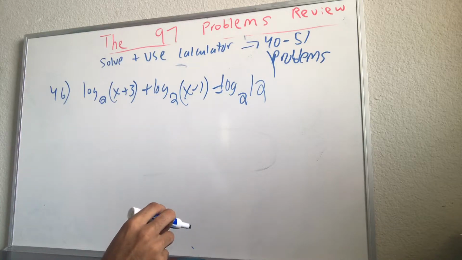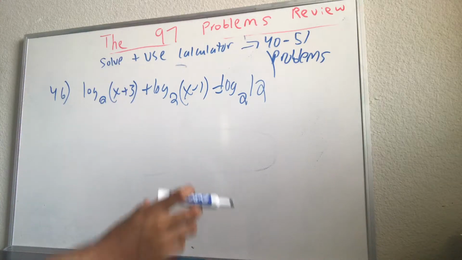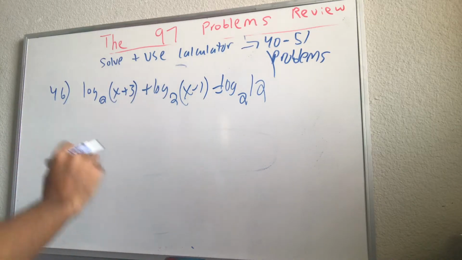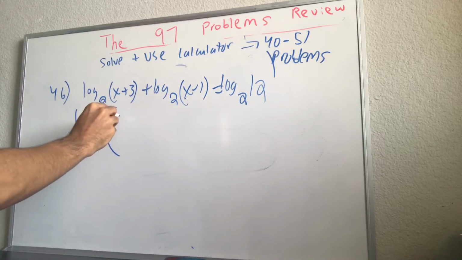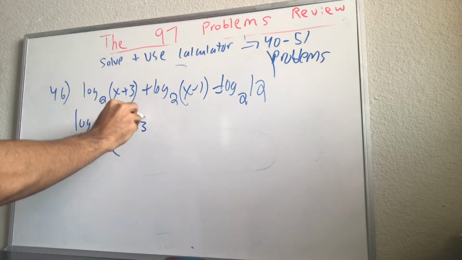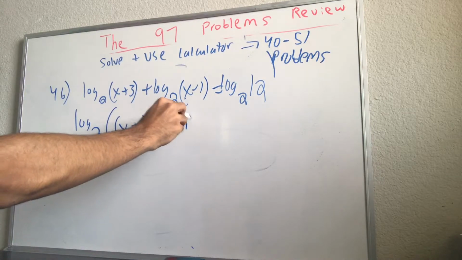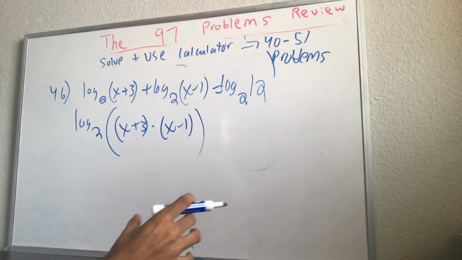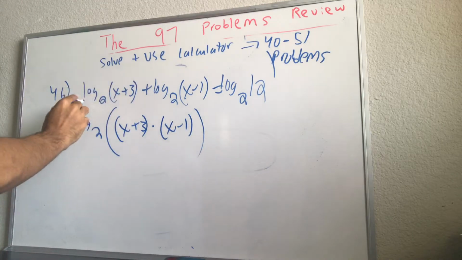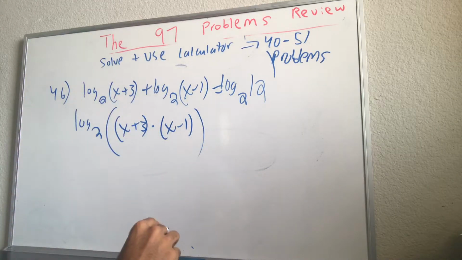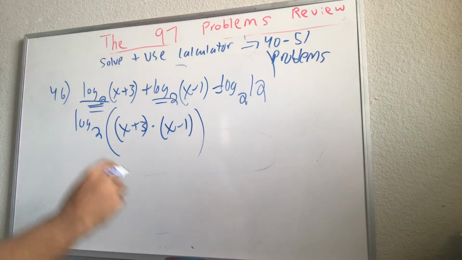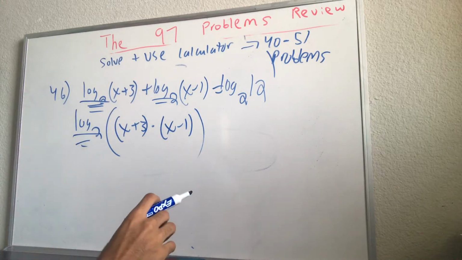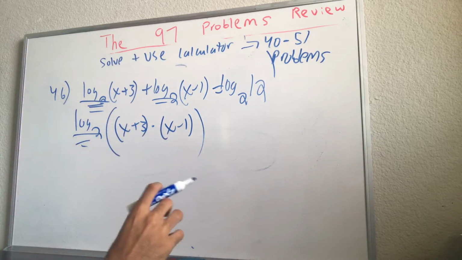And so if you recall, when you're putting these values together, the rule states that log base 2, and then you have x plus 3 times x minus 1. So when you're condensing this expression over here, log base 2 of x plus 3 plus log base 2 of x minus 1, the fact that they have the same base, log base 2, you can put that here, and then what happens is you actually multiply x plus 3 times x minus 1.